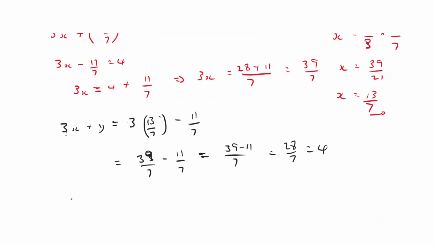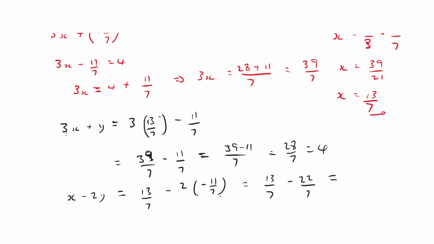You can also check with the other equation as well. The other equation is x minus 2y. This one is supposed to be 5, so let's check if this is going to be 5. x is 13 over 7, and then minus 2 times minus 11 over 7, so basically this is 13 over 7 minus 22 over 7.